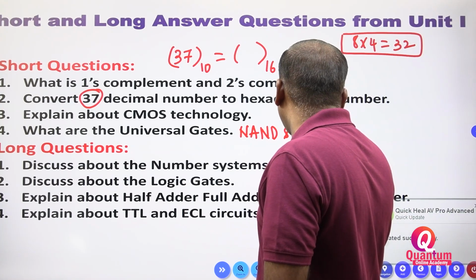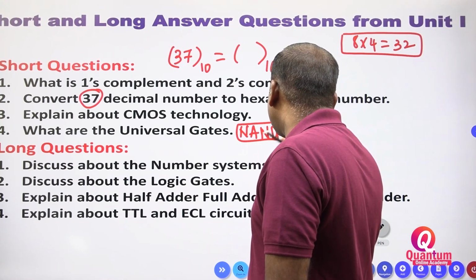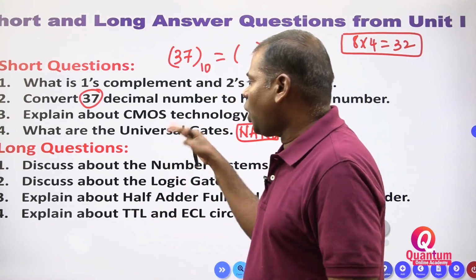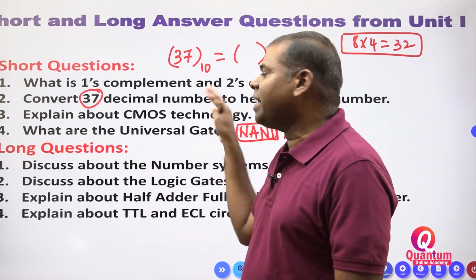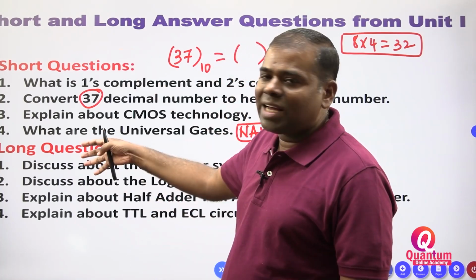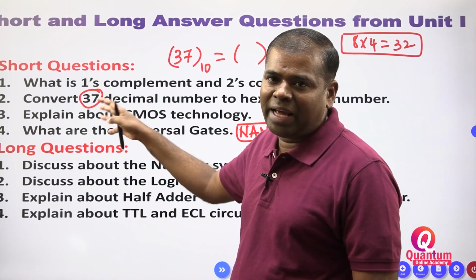Why are these gates universal gates? Because by using these gates you can construct any gate, any basic gate. You have to construct them from these gates. That's why we call them universal gates. Clear? So these are the short questions. Short questions will come like that.